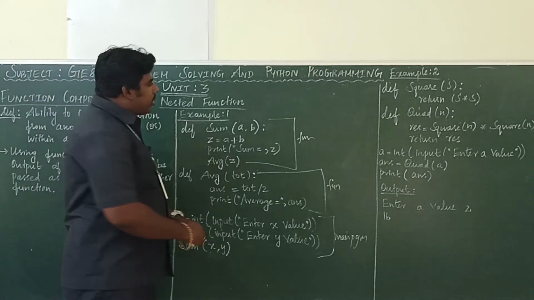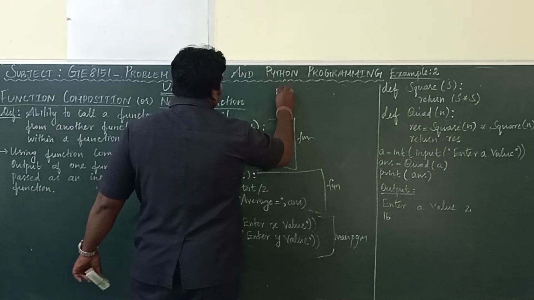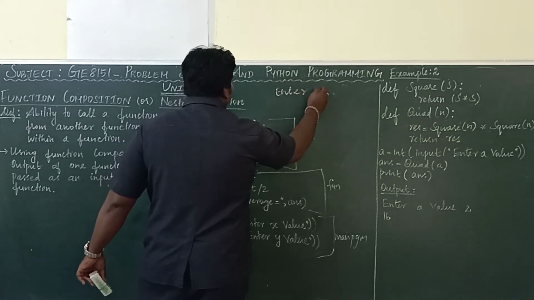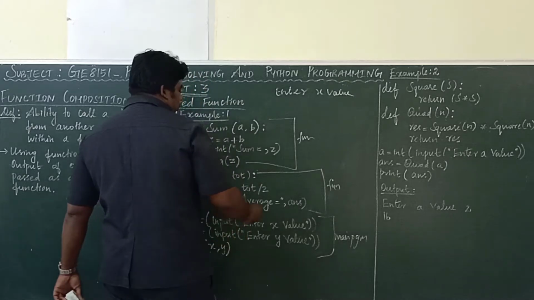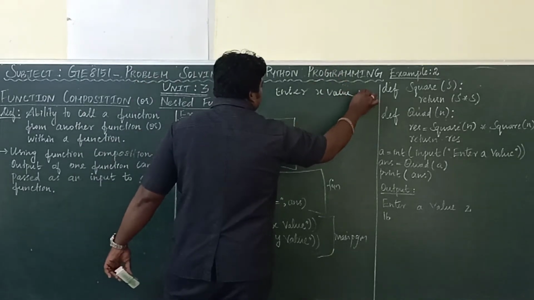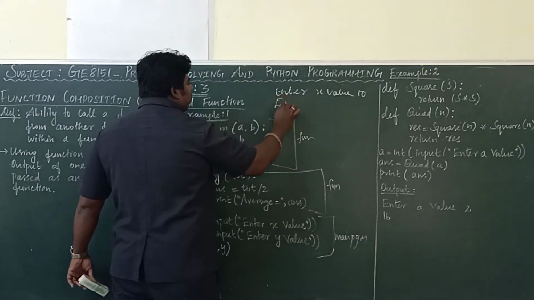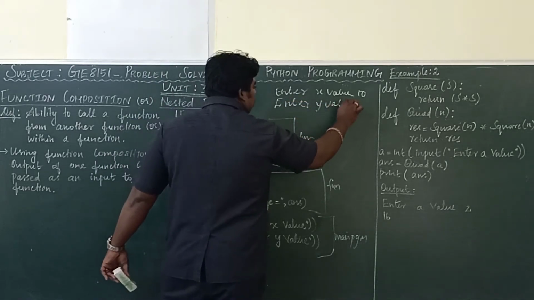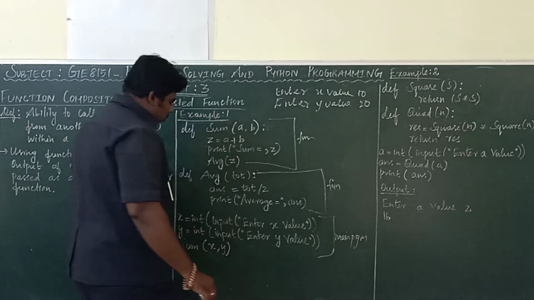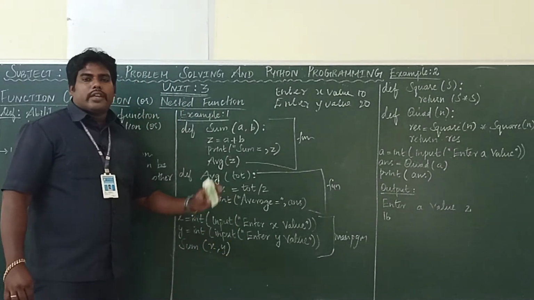So, in your output, it will display "Enter x value". I am giving here 10. Then "Enter y value". I am giving 20. Okay. Two values I got as input.